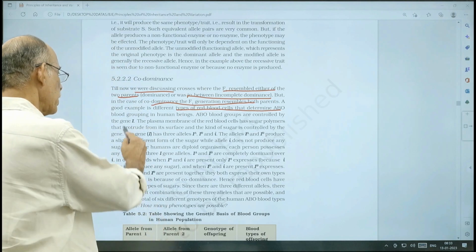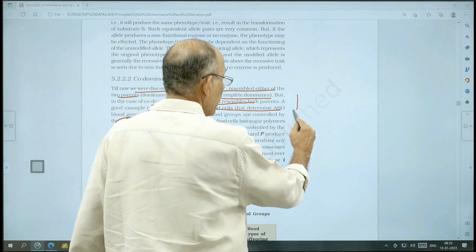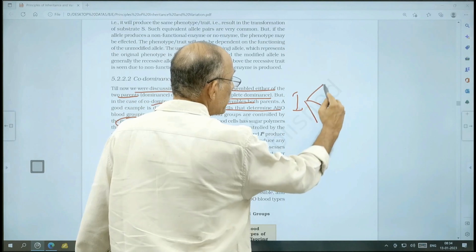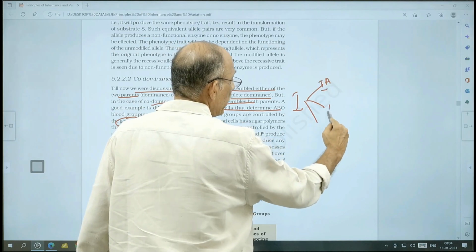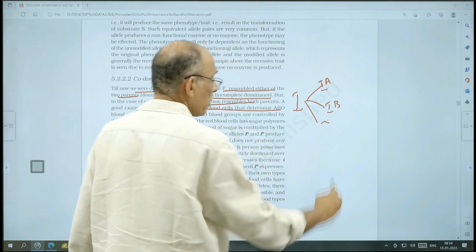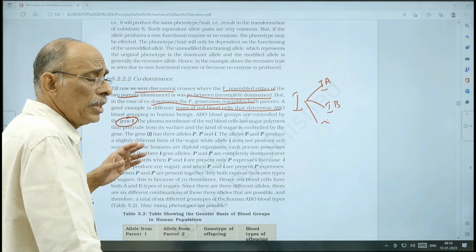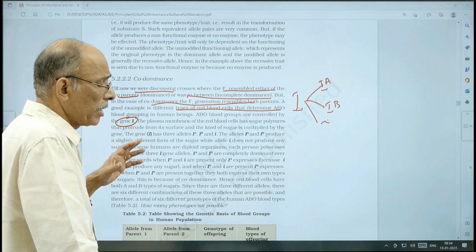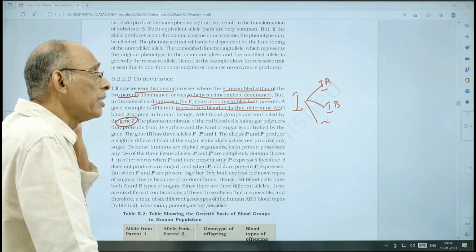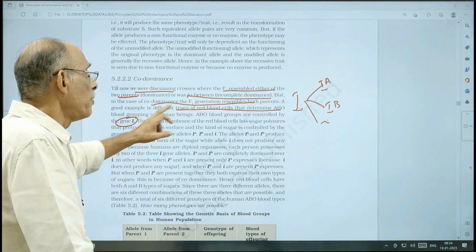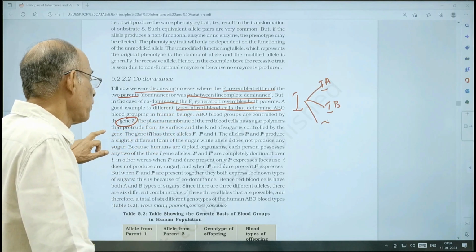The ABO blood group is actually determined by the gene I. I has 3 allelic forms. It can be IA, it can be IB, or it can be small i. So these are multiple alleles. When more than 2 alleles are present for a character, for a trait in an organism, it is due to multiple alleles. So the ABO blood group system shows a multiple allelic series.